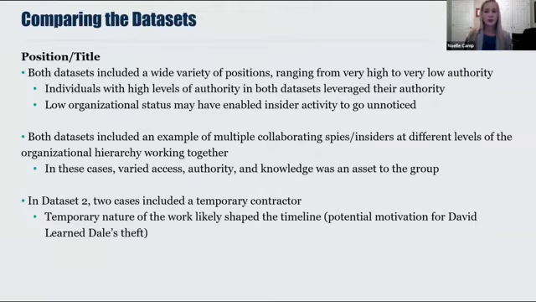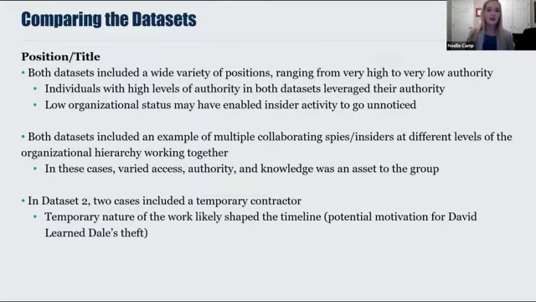So we had individuals that had very high levels of authority. For example, Ana Montes, that we just discussed, was a very senior analyst at the Defense Intelligence Agency. But we also had individuals that had very low levels of authority. For example, Sharon Scranage, who was a clerk with the CIA. We found that individuals with high levels of authority in both data sets leveraged that authority in order to more effectively commit a malicious act, which makes sense, taking advantage of the resources that were available to them.